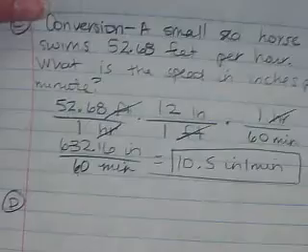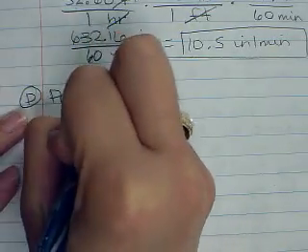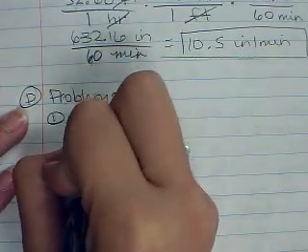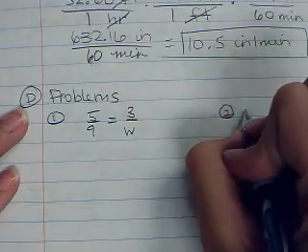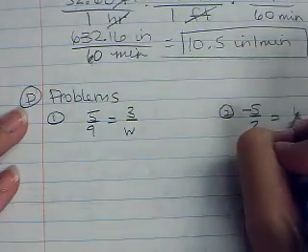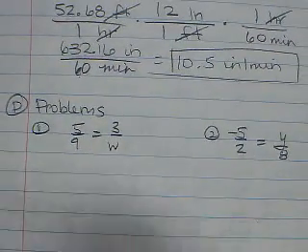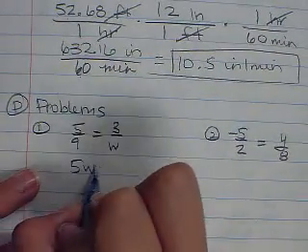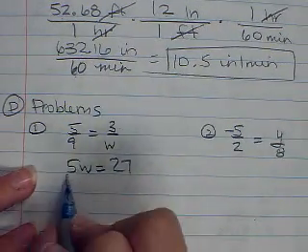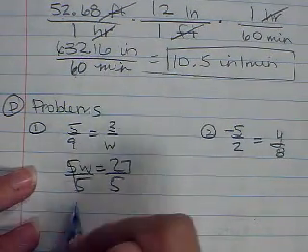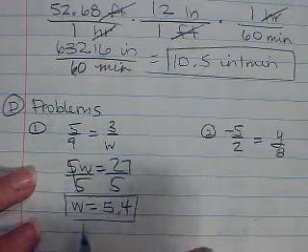For part D, we have just a few more problems of proportions to look at. Number 1, 5 over 9 equals 3 over W. And number 2, negative 5 over 2 equals Y over 8. To solve these, we're just going to cross multiply and divide. 5 times W is 5W. 9 times 3 is 27. To get W by itself, I want to divide both sides by 5. And 27 divided by 5 is 5.4. That's our final answer there.